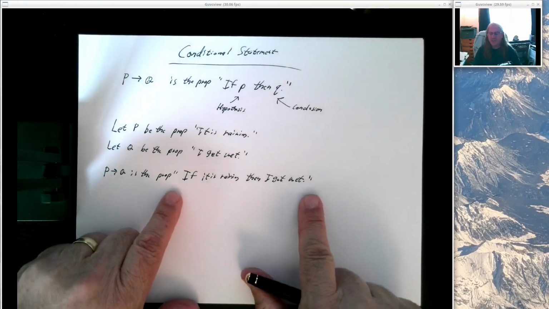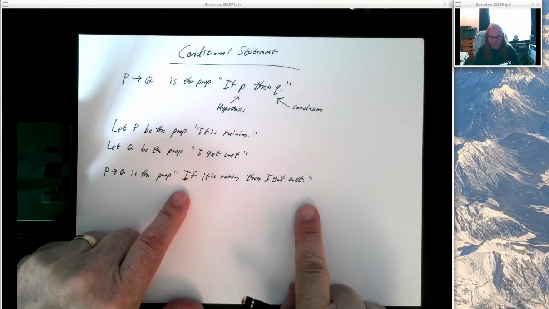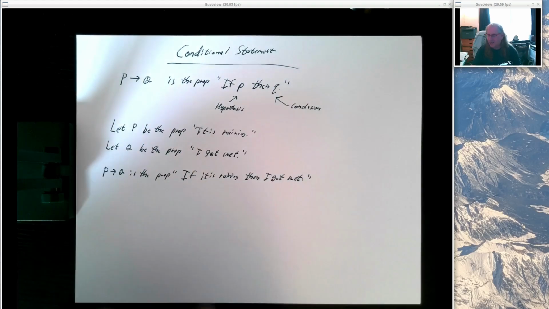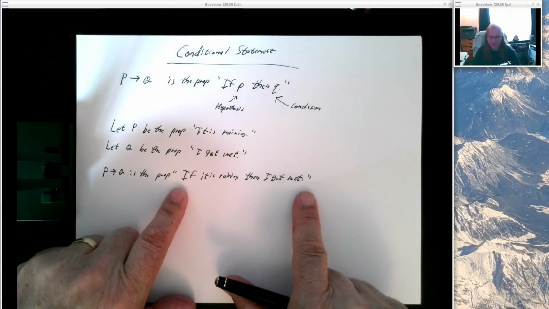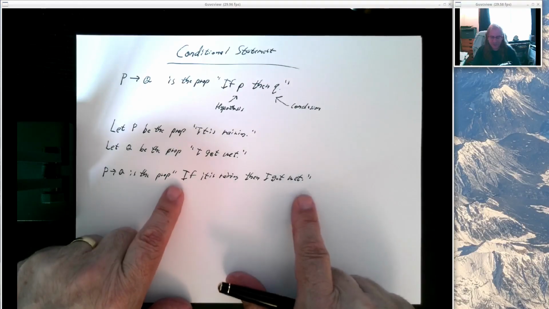This is a proposition. It's a declarative statement. It's a statement that if it is raining, then I get wet. Now that might be true, it might be false. It might be that I am indoors and so it's raining but I don't get wet. Or it might be that I'm swimming and it's sunny out but I'm getting wet anyway because I'm in the pool. So this could be true, it could be false, right? But it is a proposition. It's a declarative statement with a truth value.